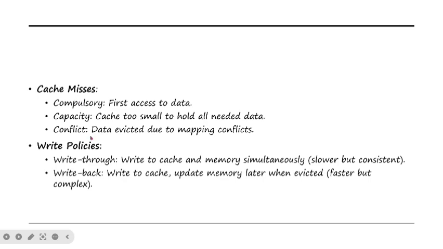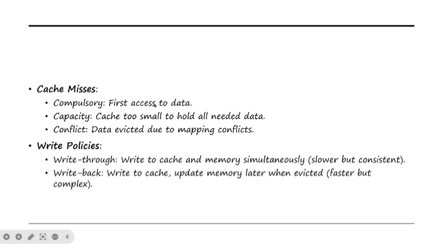So here are the three types of cache misses. When the data a CPU needs is not found in the cache, this is what happens. The first one is compulsory. Here we have the first access to data. The compulsory miss happens the first time data is accessed.